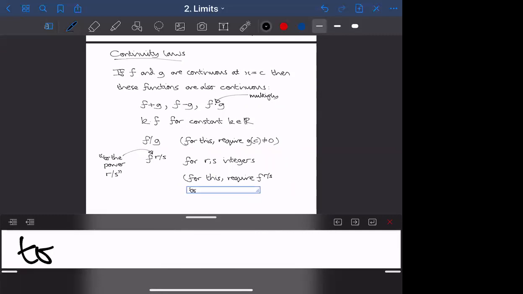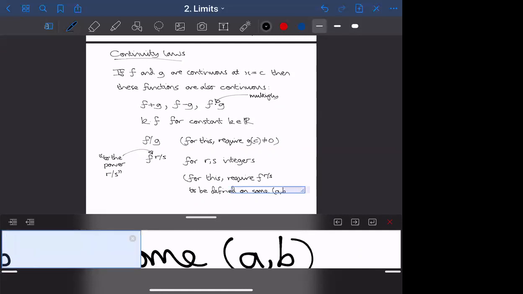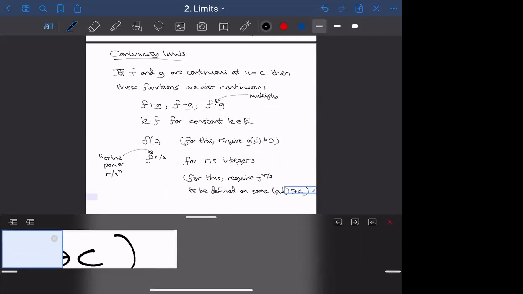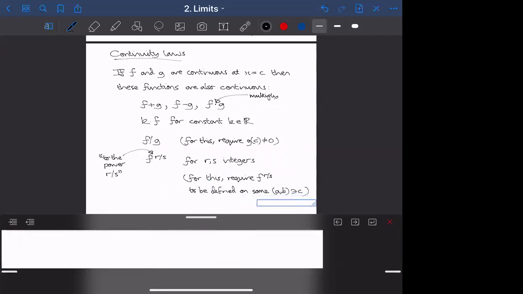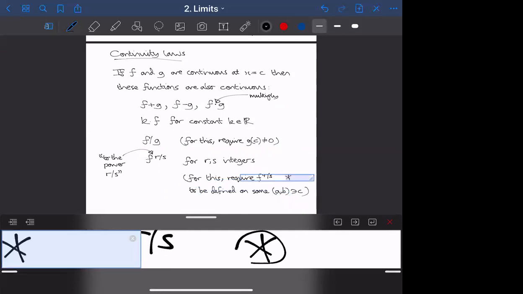Also require this to be defined on some interval AB containing. So let's call that star. I'll say you know why star is important, but I'm just coming back, see if there are any questions.